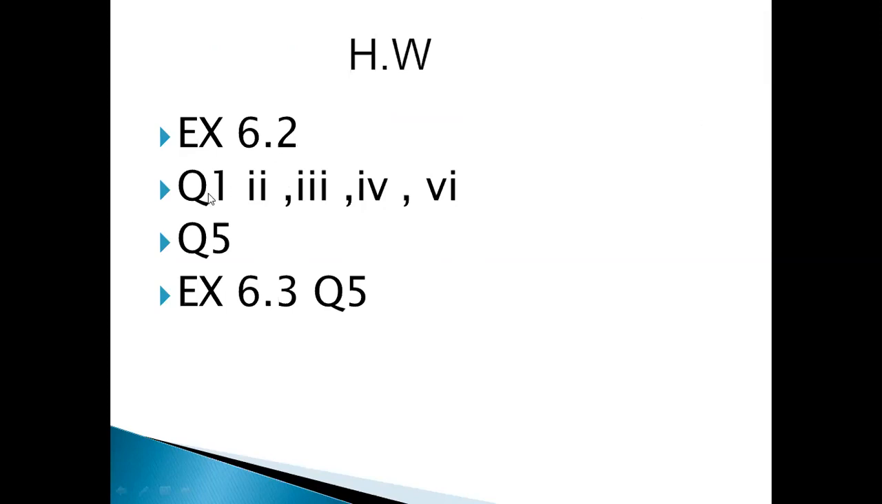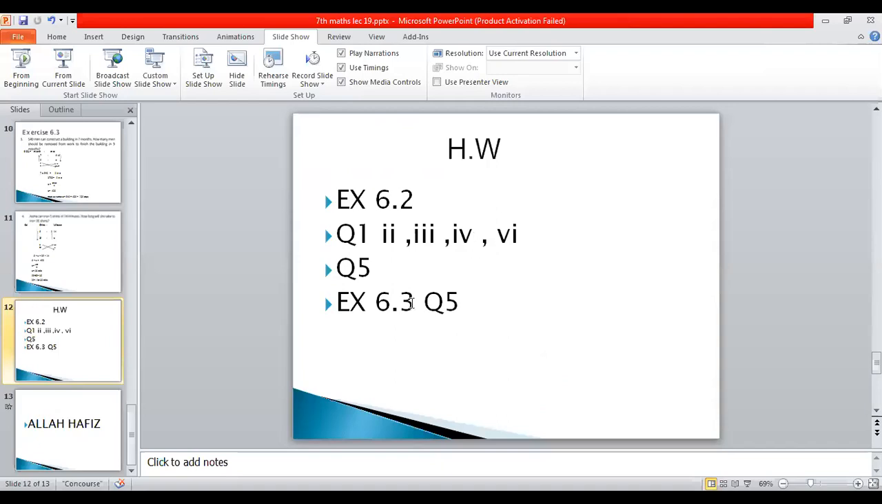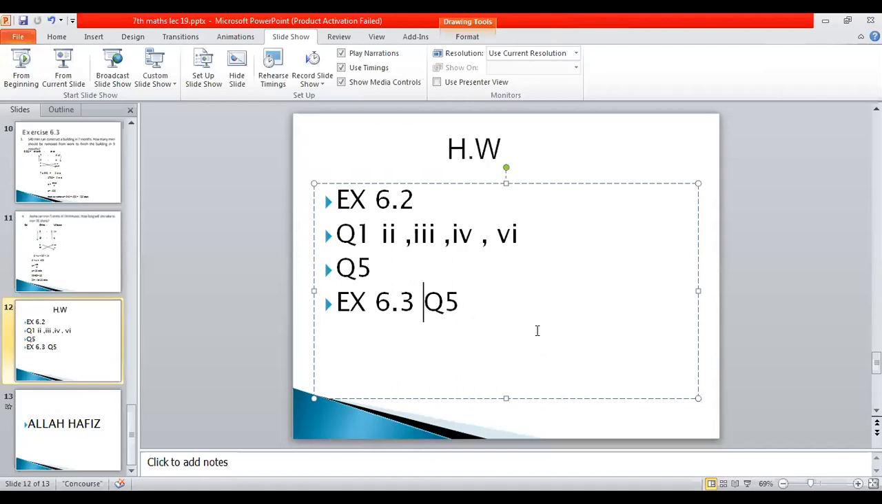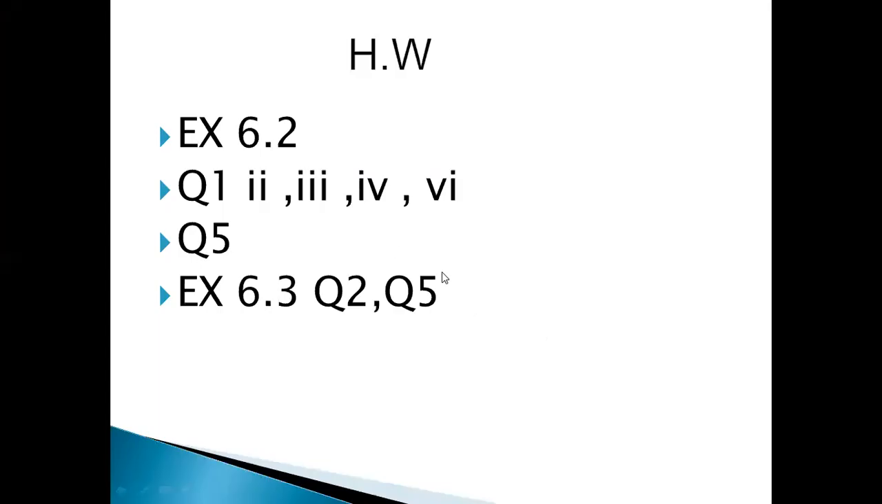Exercise 6.2, question number 1, second part, third part, fourth and sixth part, and exercise 6.3, question number 2 and question number 5. You will do these by yourself. This is your homework. Question number 2 is again direct proportion. As the number of kilometers increases, the number of months increases, just like question number 1.